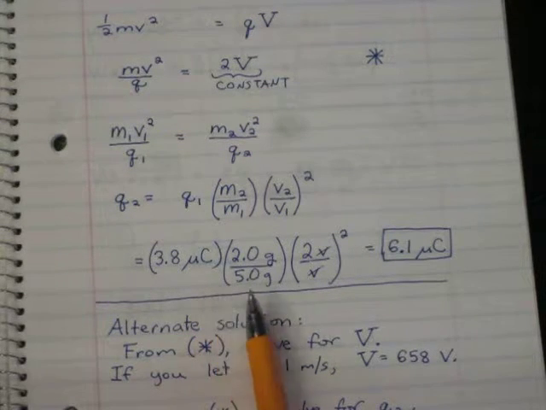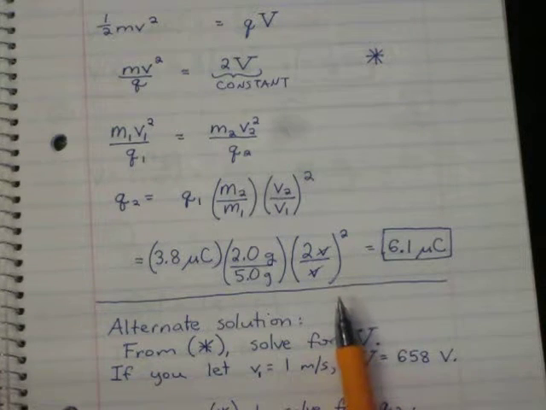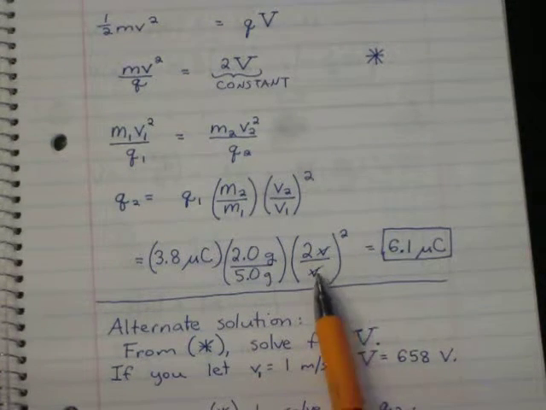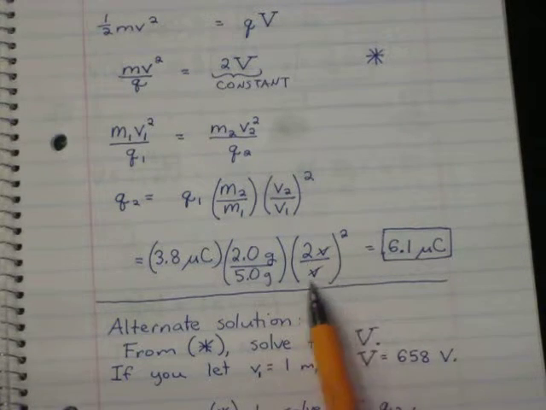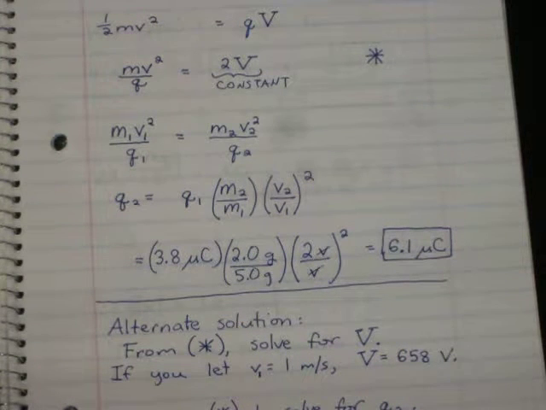We plug in all the values. 3.8 microcoulombs, you have the masses, 2 grams over 5 grams. The speeds, 2v over v, the v's cancel out, and this part gives a factor of 2 squared. We're left with 6.1 microcoulombs for the charge.